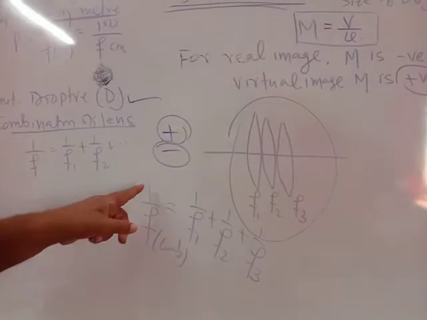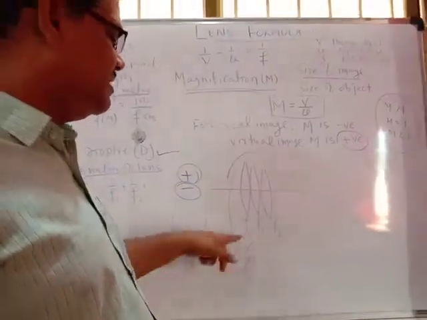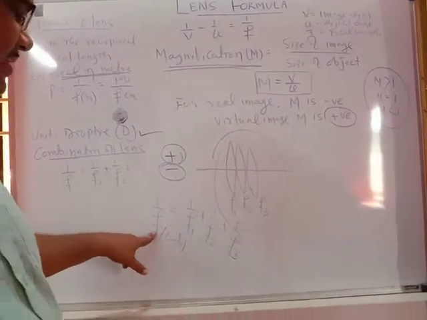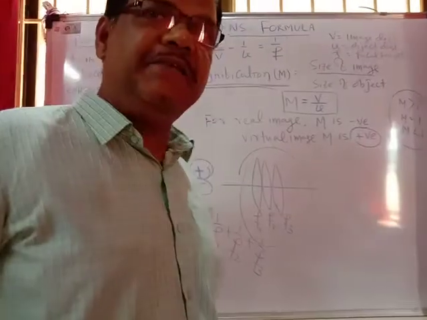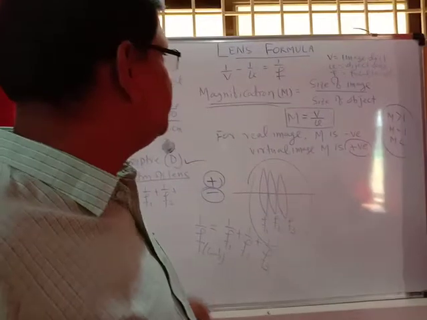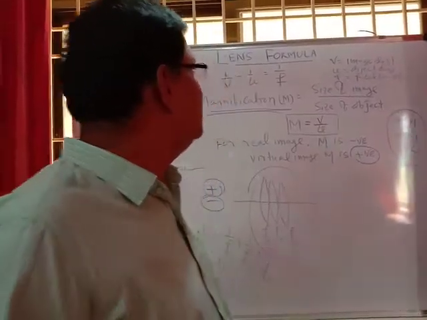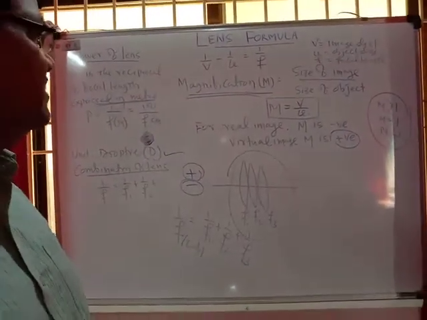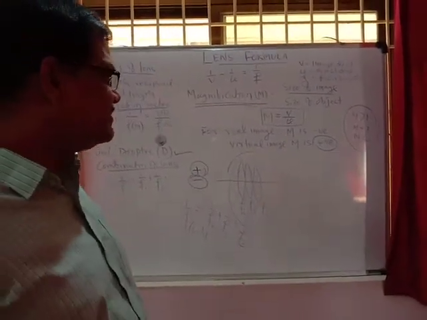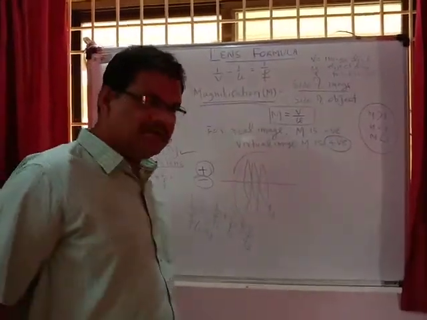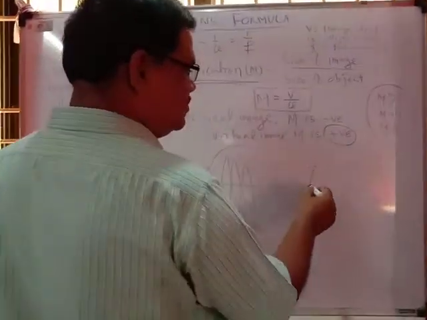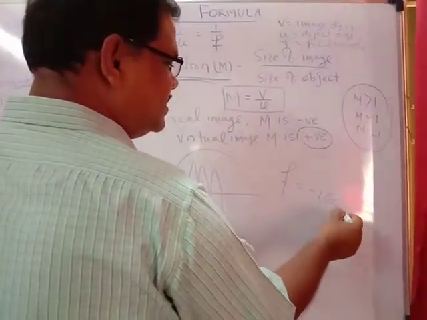So accordingly we can calculate the total power of the combination: the reciprocal of the combined focal length will be equal to the sum of the reciprocals of the individual focal lengths of the different lenses. These are the ideas you get from lens formula, magnification and power of lens. Suppose somebody asks what should be the power of lens if its focal length is minus 10 centimeter. So what will be its power?